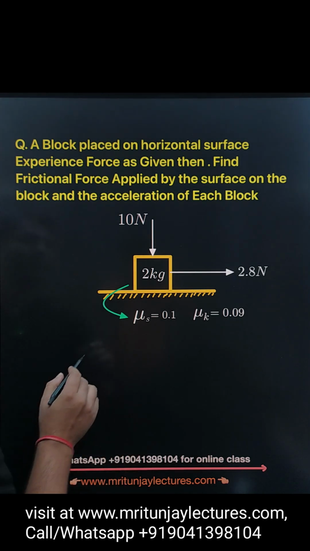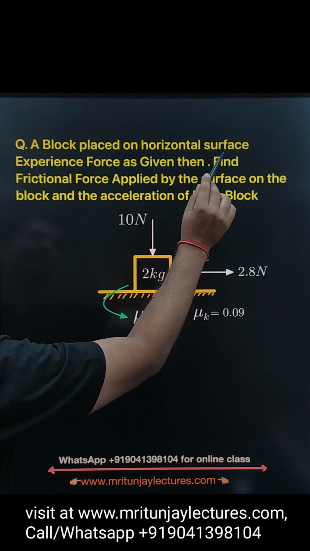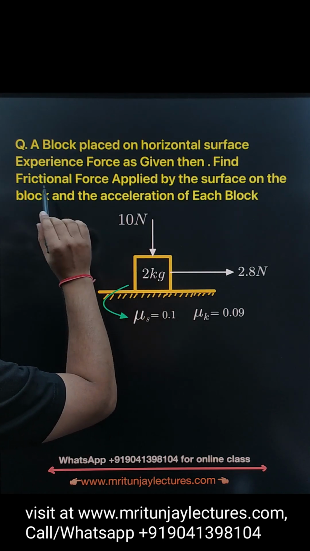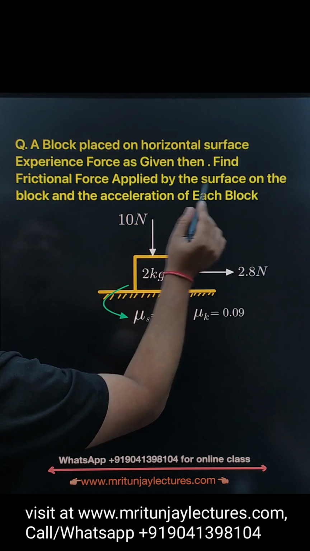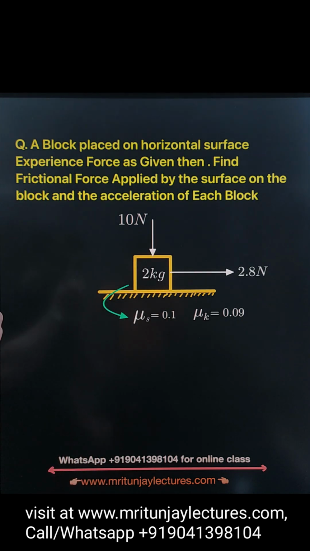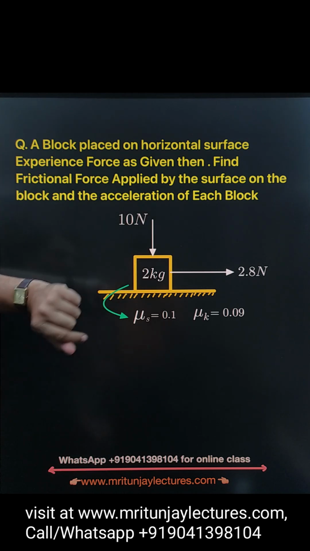Now, the question of the day. Our motto: a block placed on a horizontal surface experiences a force as given. Then find the frictional force applied by the surface on the block and the acceleration of each block. Our motto is to determine the acceleration of the block and the frictional force. So how can it be determined?